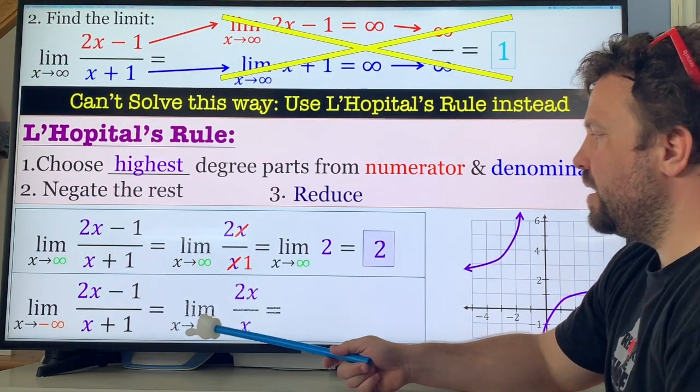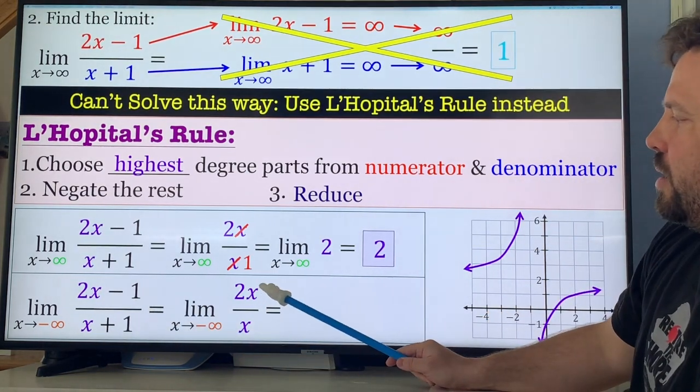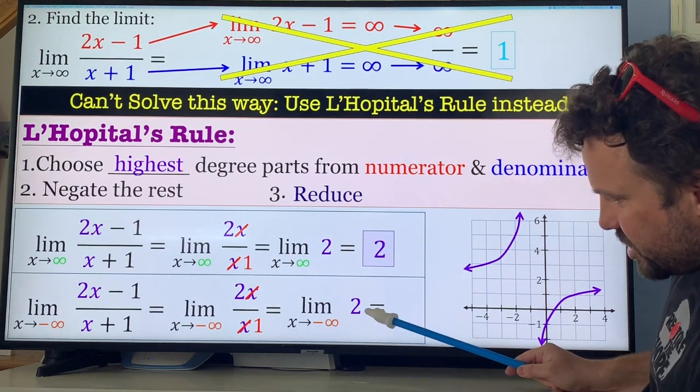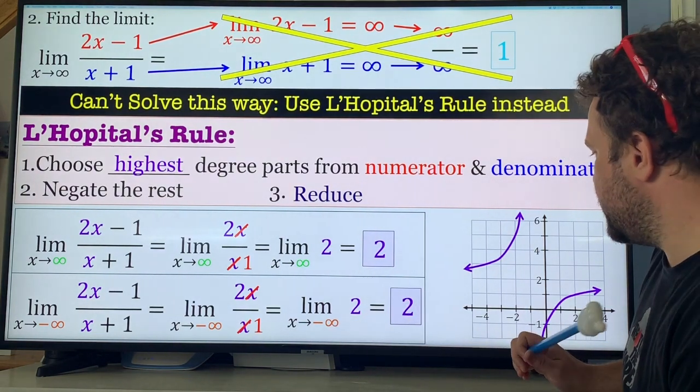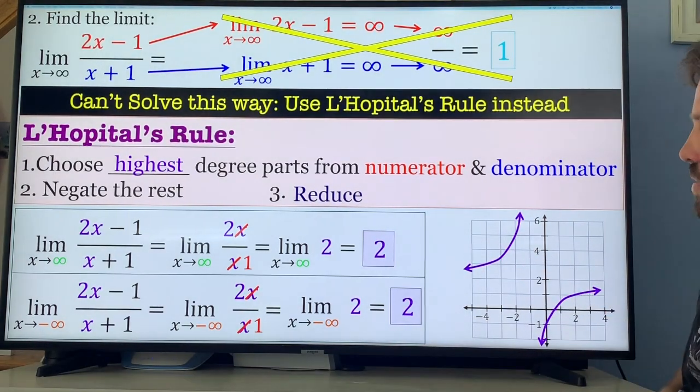All right, hopefully you got it. Same concept: highest degree, negate, cancel out, and guess what? It doesn't matter that these are negatives because you still can't plug anything in. You have 2 as an answer. Now, let's look at our example right here. This is the actual graph here.